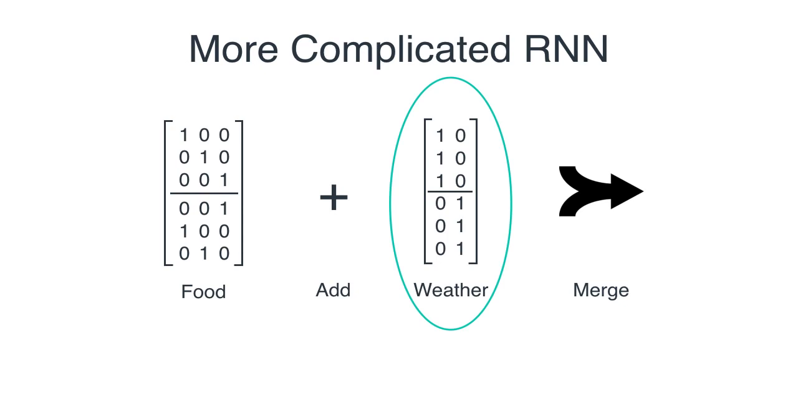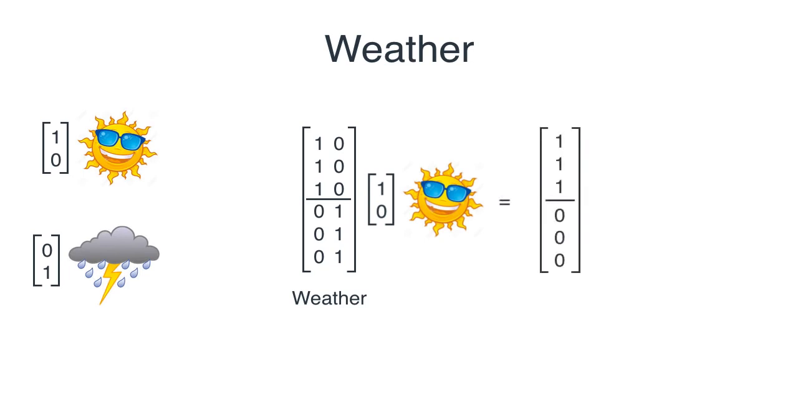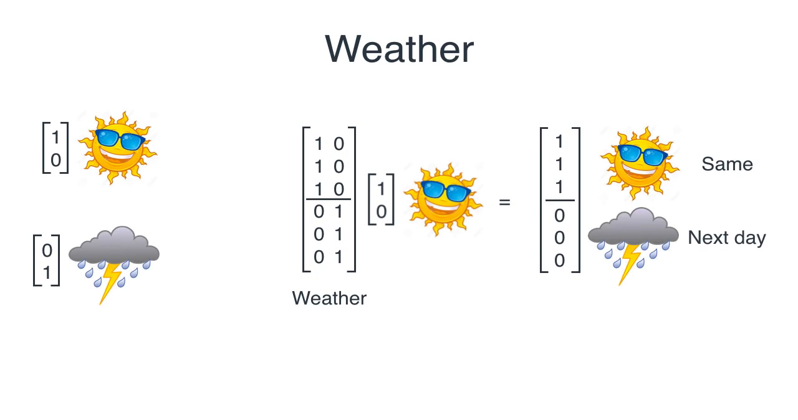So the weather matrix is also a concatenation of matrices, where the top matrix just has 3 ones on the first row and the bottom matrix has 3 ones on the second row. Check out what this does. If I take the weather matrix and multiply it by the vector corresponding to a sunny day, then I get 3 ones on the top and 3 zeros on the bottom. So I get basically a vector that tells me that this is the same day, because there are ones for the same day and zeros for the next day.